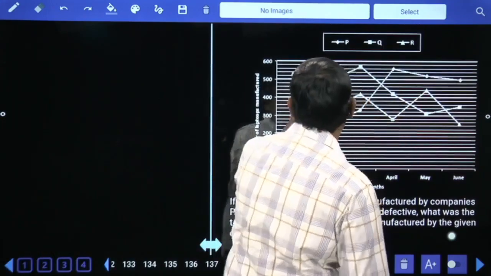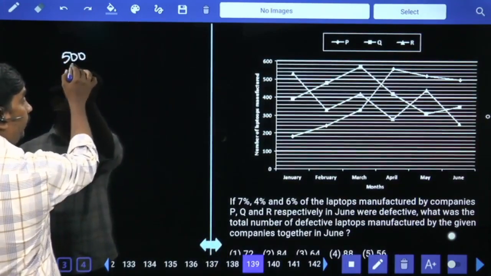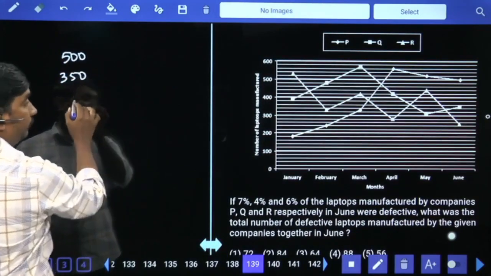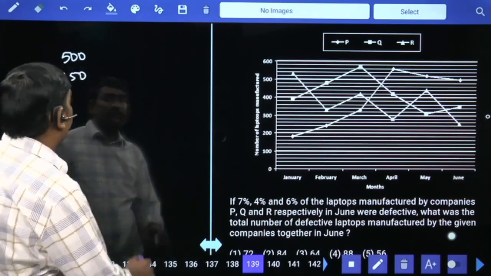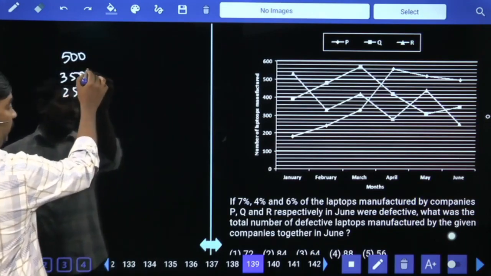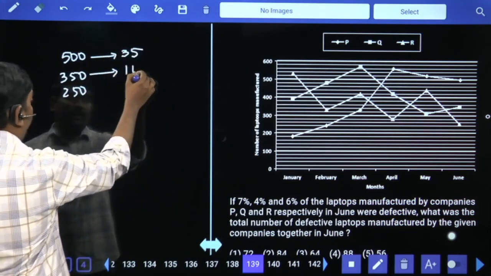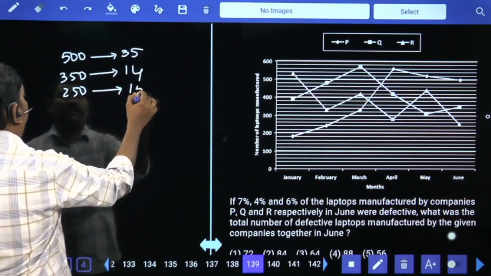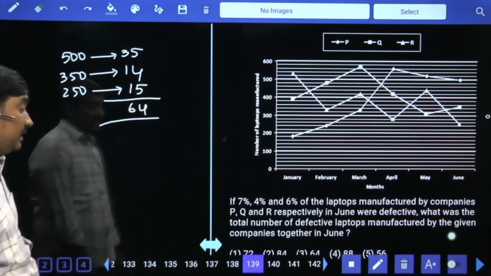Company P in June 500, company Q 350 and company R in June 250. In this, defective 7% means 35, 4% means 14, 6% means 15. Total 64 laptops were defective.